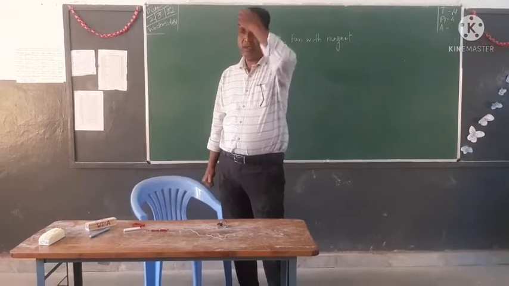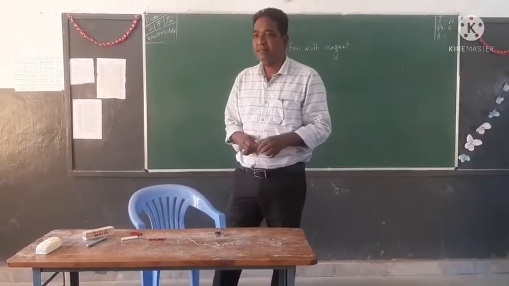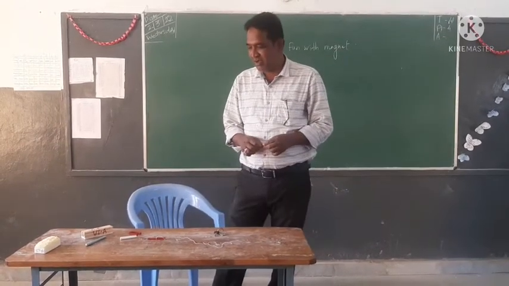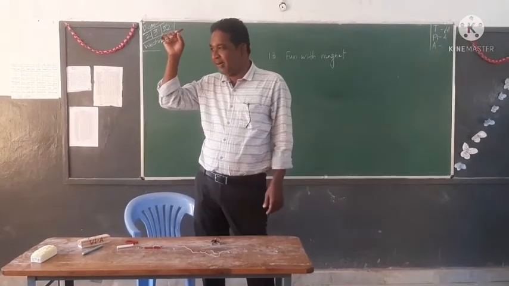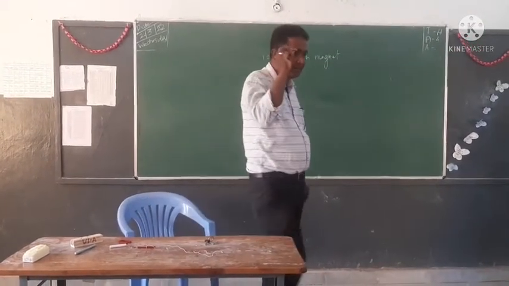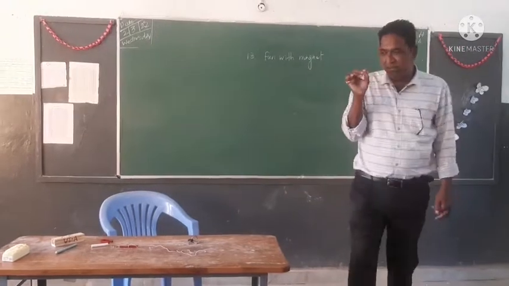Okay? Do you know what is the meaning of characteristics? Properties. So what are the properties of magnet? What is here in my hand? Magnet. Do you know what is the name of this magnet? Bar magnet. Yes, it is a bar magnet.